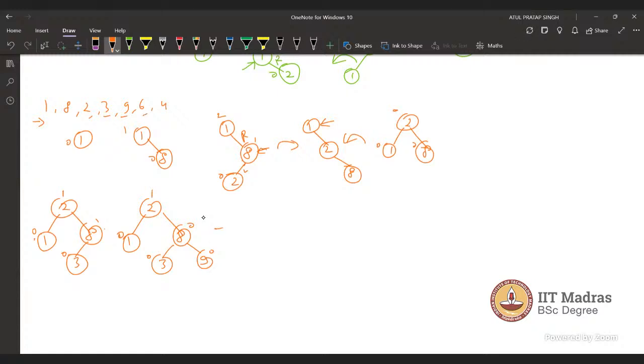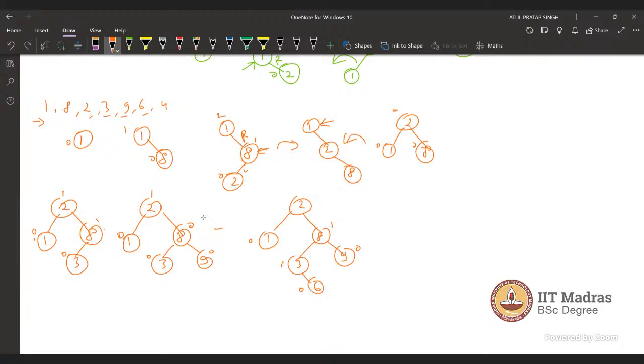Now add 6. So now 2, 1, 8, 9. So 6 is greater than 2, less than 8, greater than 3. 6 comes here. Okay. So now 0, 0. So a leaf always has a slope 0. Now it is 1. Okay. Now 2. So this is the height 2. This is 1. 2. This is also 1. Now this left part is 1 and the right part is 1, 2, 3.